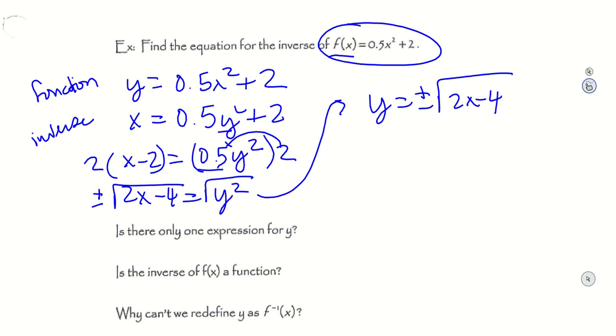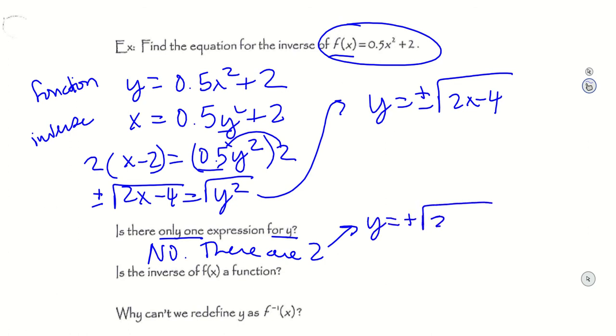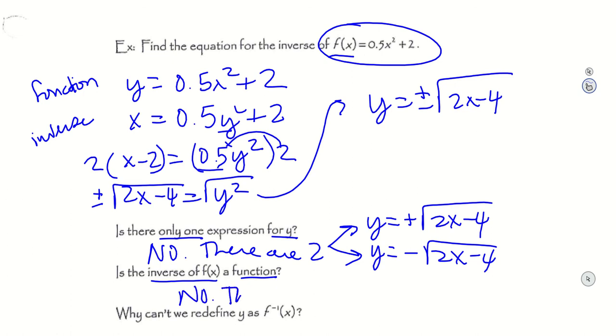Right? So, question, is there only one expression for y? The answer is no. There are 2. Right? This says that y is equal to the positive square root of 2x minus 4, right? But it also says that y could equal the negative of the square root of 2x minus 4. That is 2 separate expressions, definitions for y. So, is the inverse of f of x a function? No, right? There are 2 y's for each x.